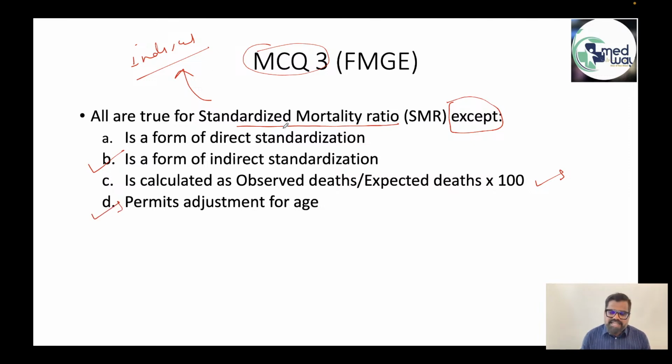So standardized mortality ratio is not done in direct standardization. Standardization is of two types, direct and indirect. The question says SMR is a form of direct standardization. No, SMR is done in indirect standardization, and it is calculated by observed death divided by expected death into 100, and it permits adjustment for age. Yes, correct. So the answer here, the odd one, is a form of direct standardization. I'll explain this. First of all, just remember, SMR is not done in direct standardization.